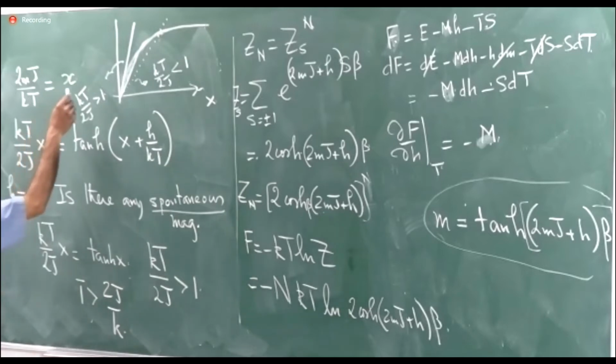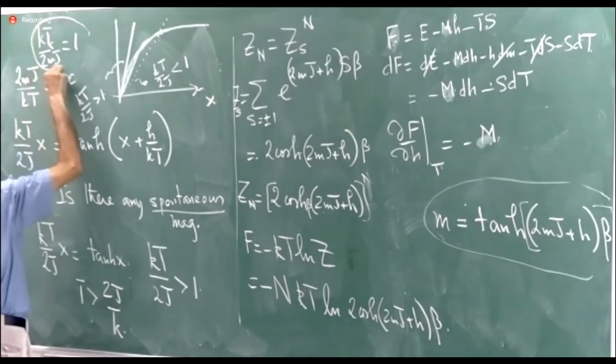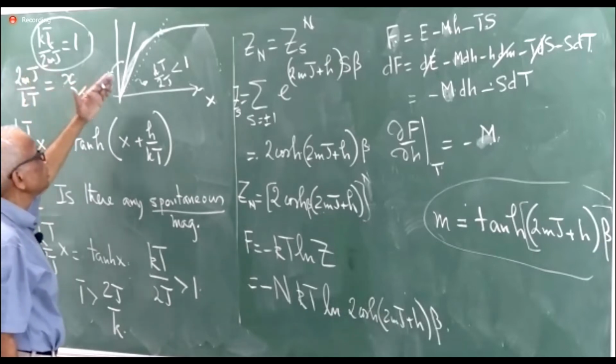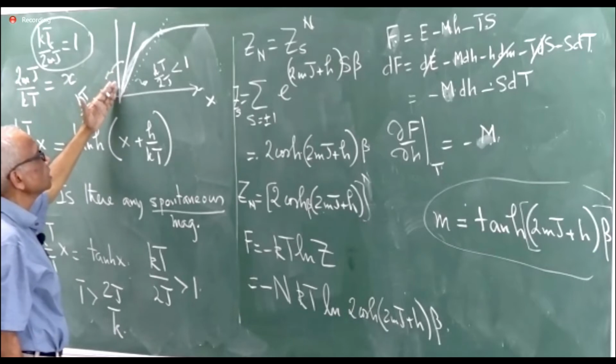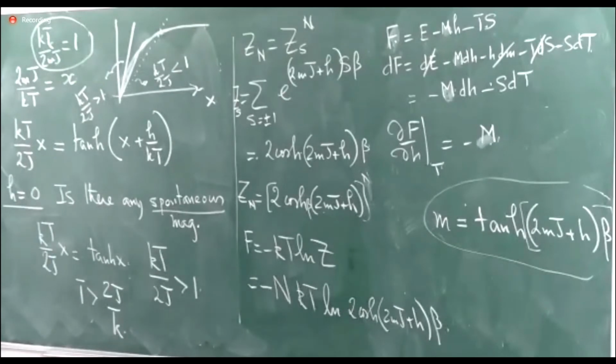So your critical temperature is kTc divided by 2J equal to 1. So kTc over 2J equal to 1 is the critical temperature over here, and above that Tc there is no spontaneous magnetization. Below that Tc there is this spontaneous magnetization. So that's point number 1.